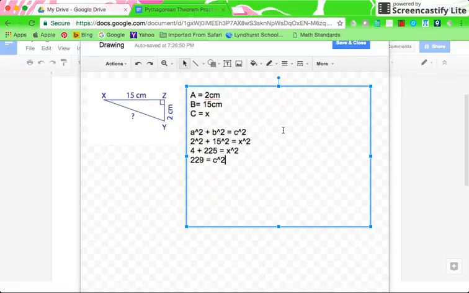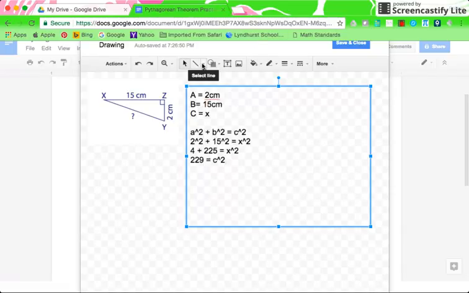Now the last step, you may think we're done, but we're really not. 229 is not your final answer. Your goal is to get C completely by itself. That means you cannot have C squared. And to get rid of that exponent, you have to find the square root. But remember, what you do to one side of the equation, you must do to the other side. So now I'm going to find the square root of both sides.